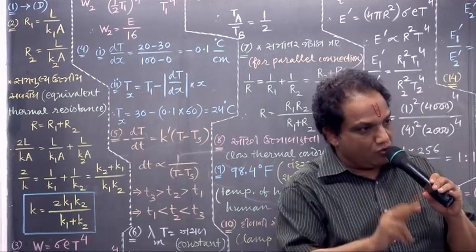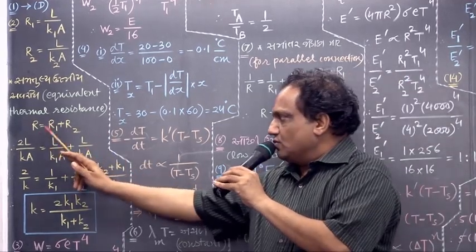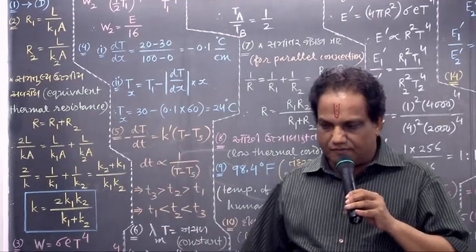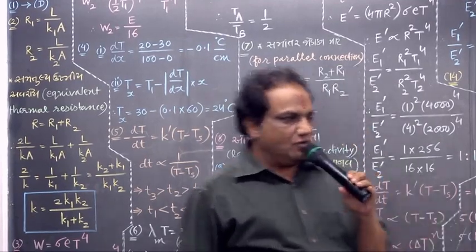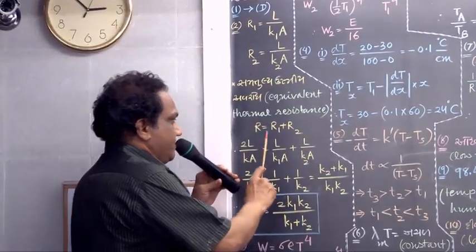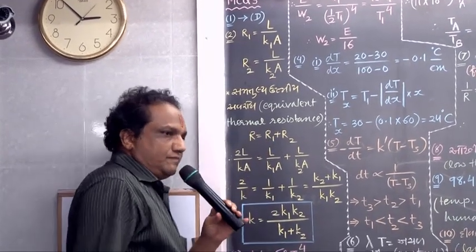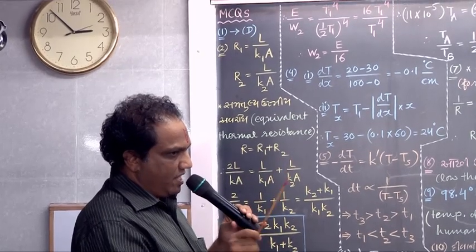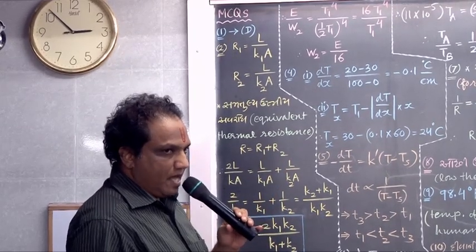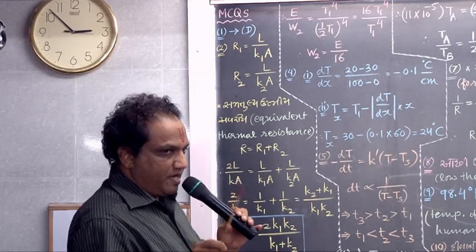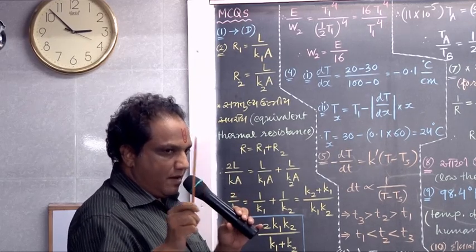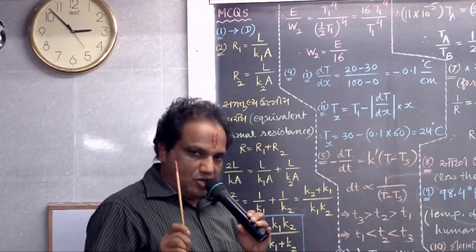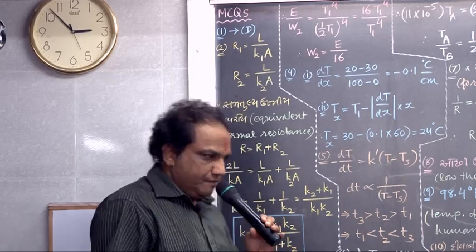But here there are only two slabs. So we should write R equals R1 plus R2. What are they given, slab or rod? Slabs. Okay, fine. Now, what is the formula for thermal resistance? Formula for thermal resistance is R equals L upon K into A. Better you speak in words: length upon thermal conductivity into cross-sectional area.